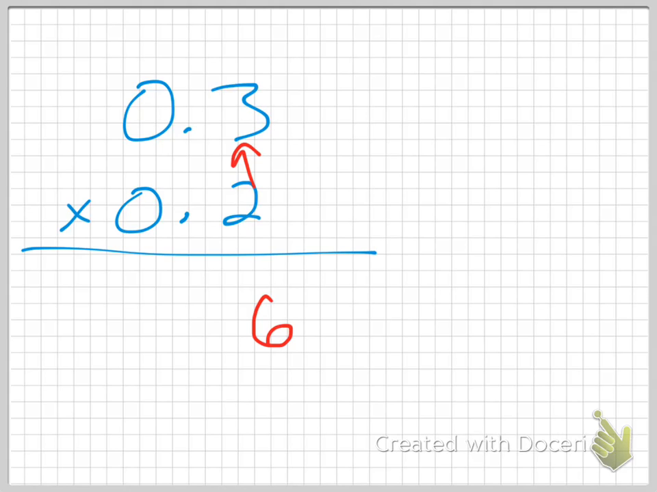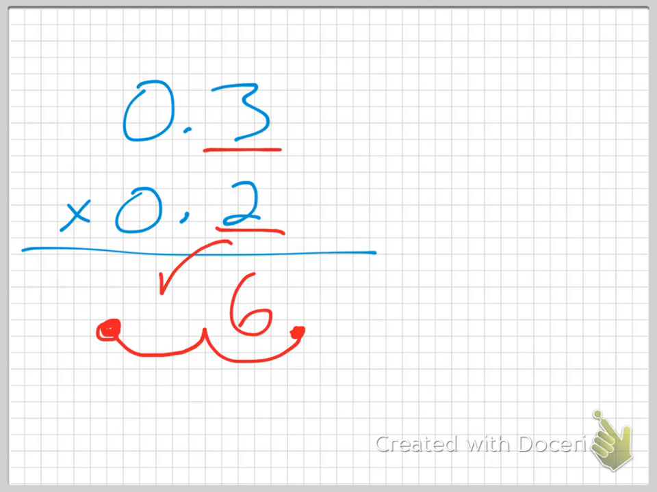No. Okay, this is where you have to go. What do I do here now? What do I do, Caleb? Nope. What do I do? I count up the number of spaces that are to the right of all the decimals. How many spaces are there to the right of all the decimals? 2. So instead of the answer being 6, I have to move the decimal over to the left 1, 2 spaces. When that happens, what goes right here? A 0.